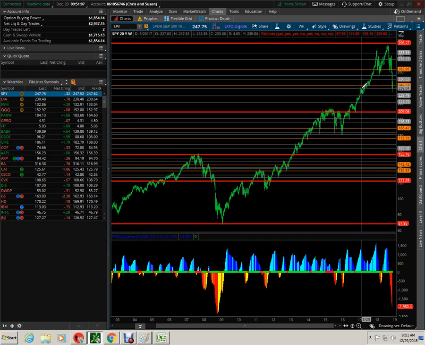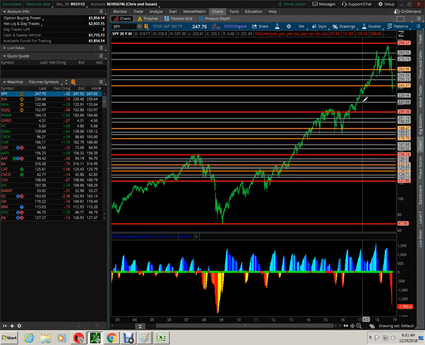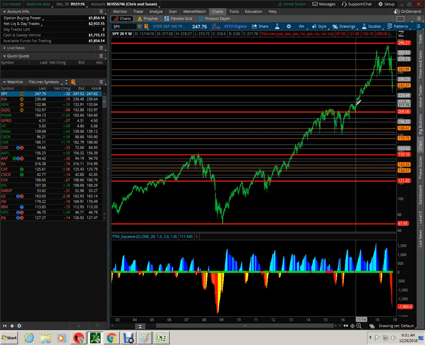So we're at the orange line here. We've had double the normal correction, and at this point I'm cautiously optimistic we're going to see better action in 2019.